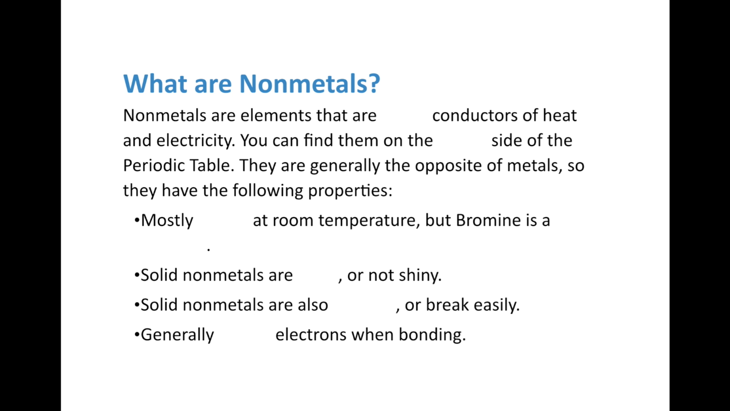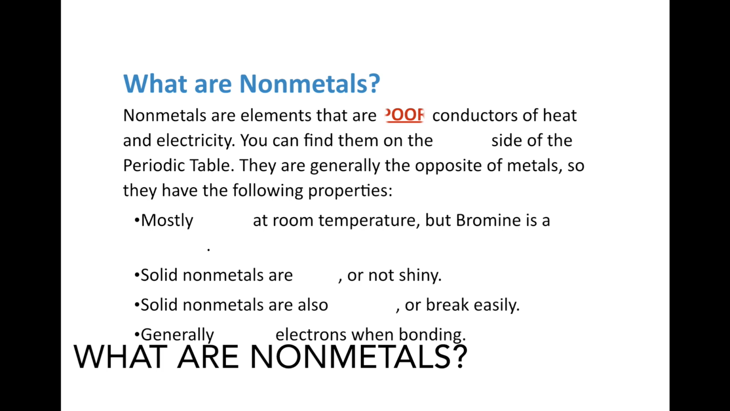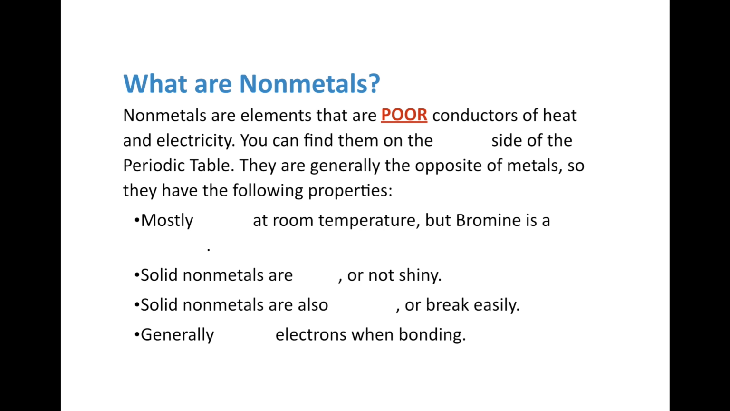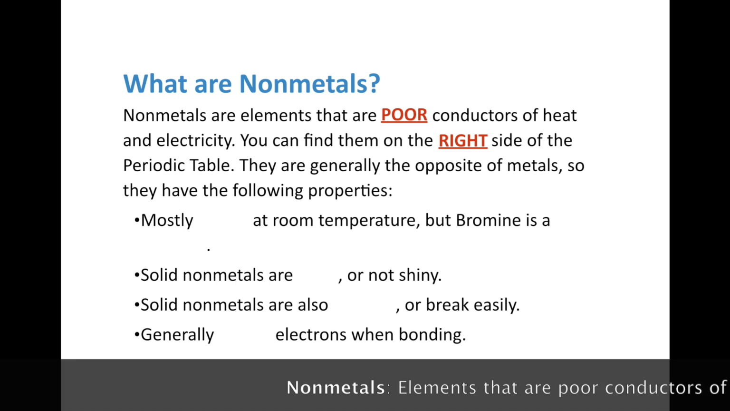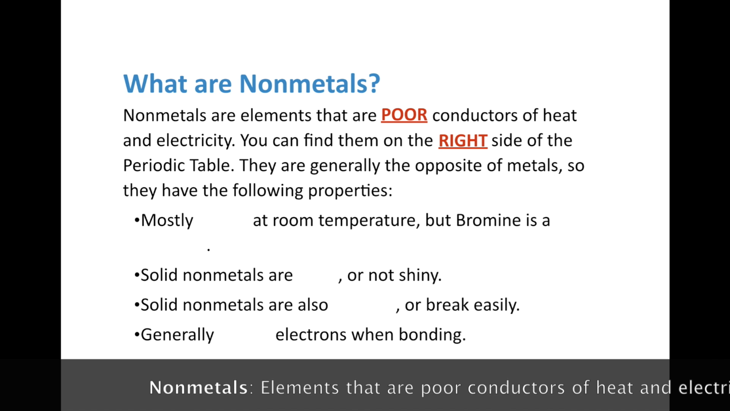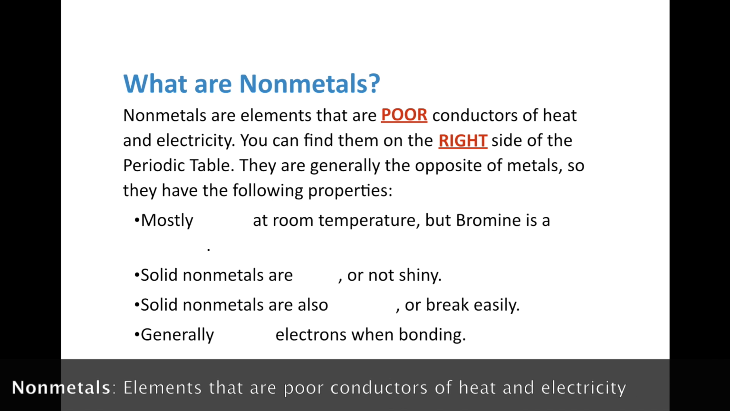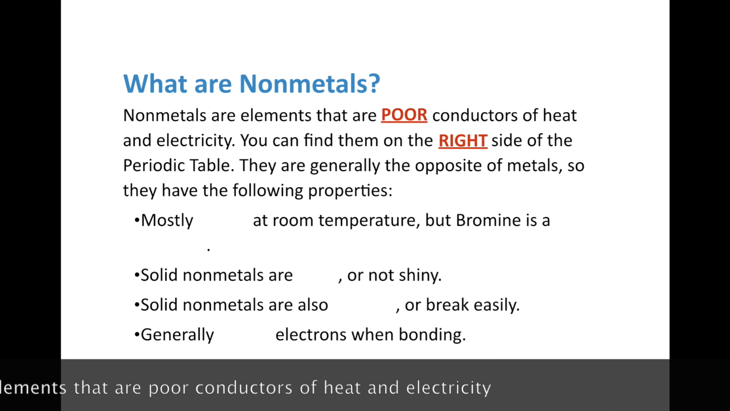The other group are nonmetals. Nonmetals are elements that are poor conductors of heat and electricity. They're kind of the opposite of metals. You can find them on the right side of the periodic table. There are not as many, but they actually create about 99% of all matter in the universe.